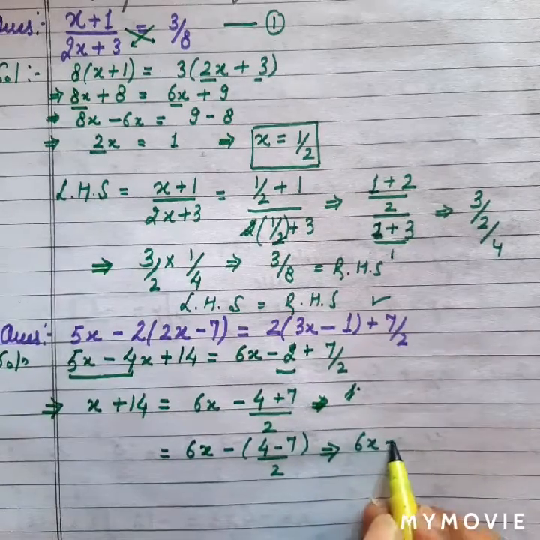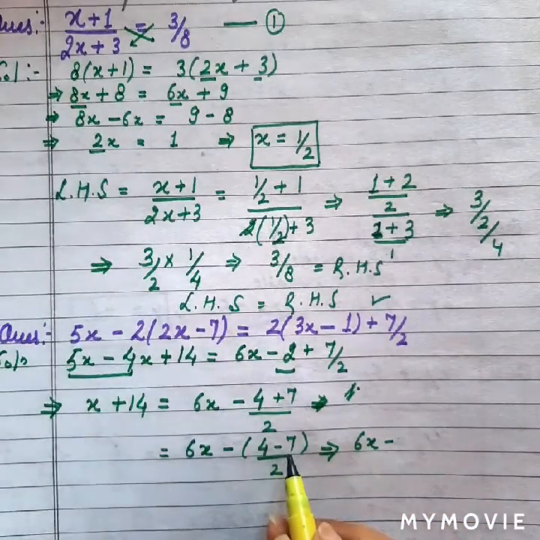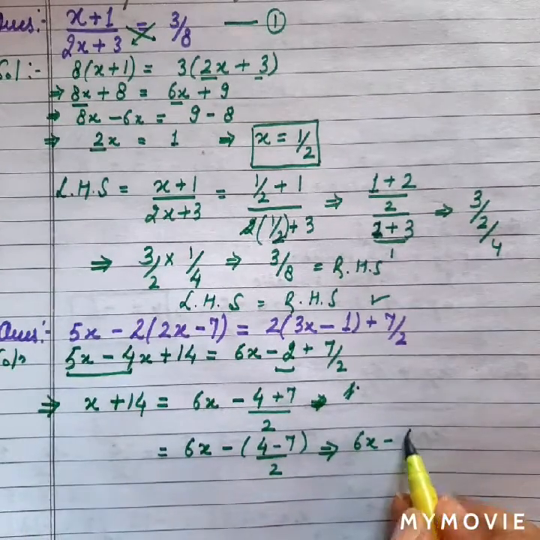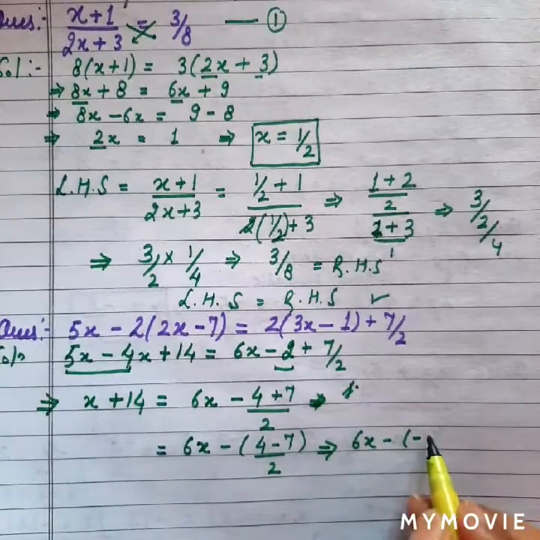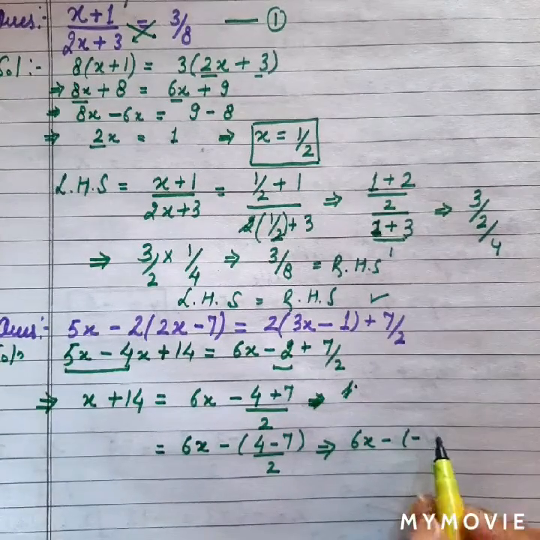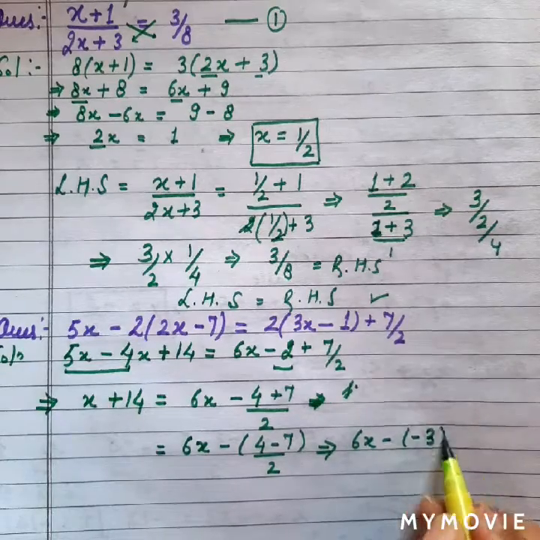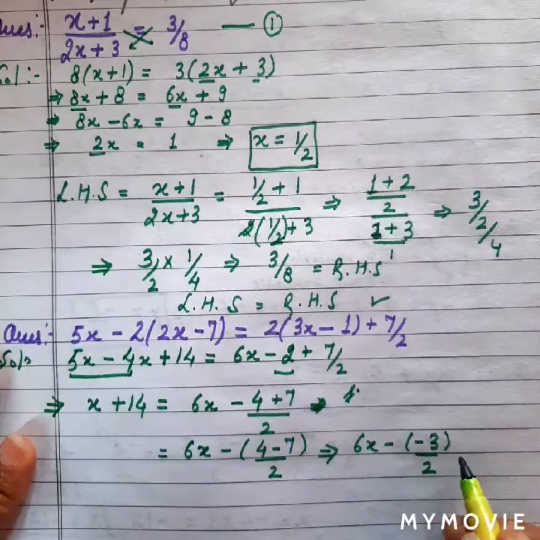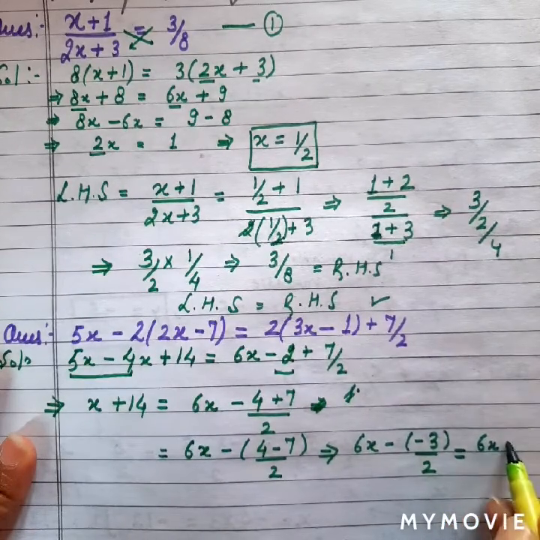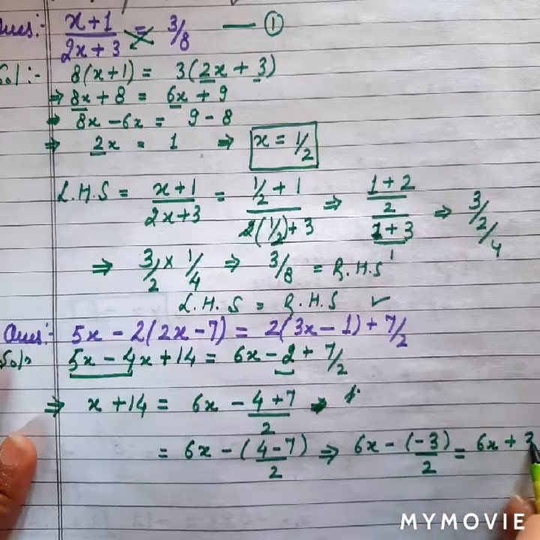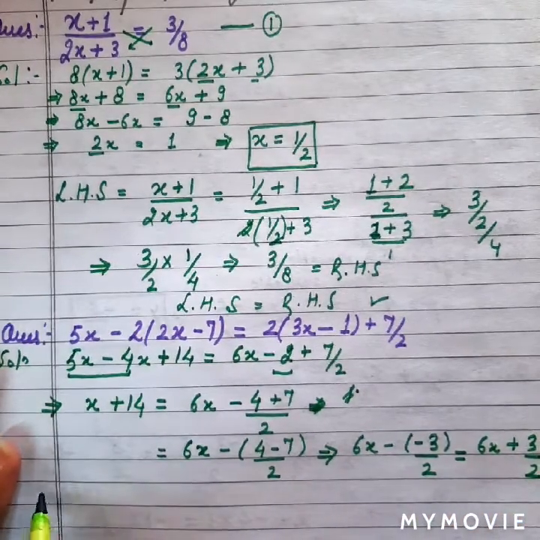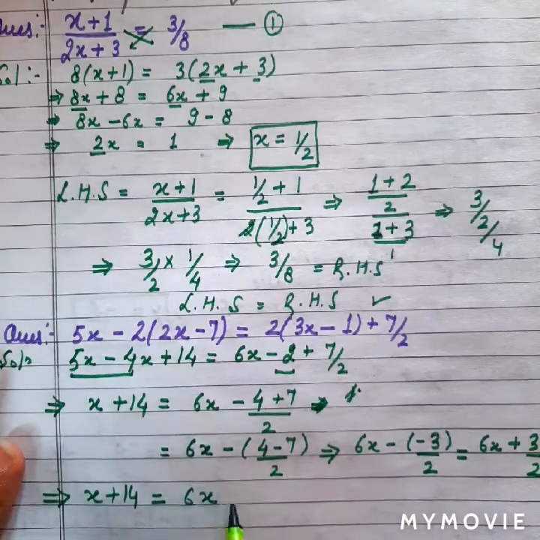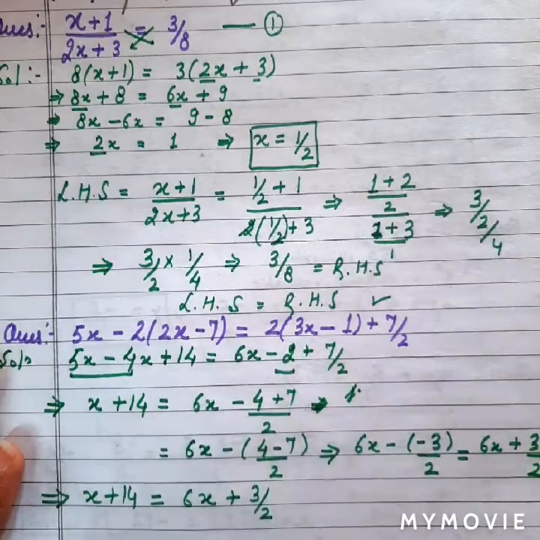Now 6x minus 4 minus 7, it will be 3, and we will write here negative sign because the bigger term is 7 here, and the sign which is before the bigger term we will usually apply that sign over there. So this is minus 3 divided by 2. Now open the brackets, what you will get, it will be 6x minus minus plus 3 divided by 2, right? So what we have now, x plus 14 is equal to 6x plus 3 by 2, right?